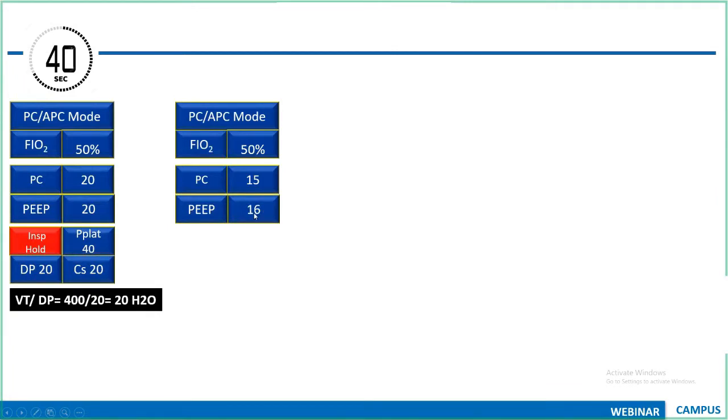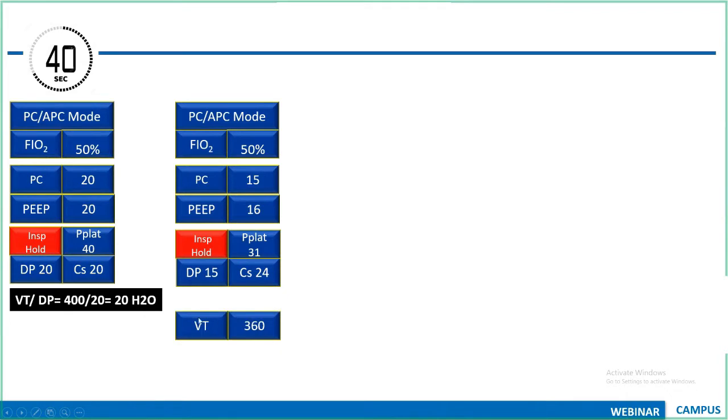So what should I know? Whether the 20 PEEP is better or 16 PEEP is better. How will I know? I just put an inspiratory hold. I just measured the plateau. Now see the plateau pressures are coming down, and see the compliance. From the 20, the compliance has improved to 24. At the same time, you have to see whether you are getting an adequate tidal volume also, because this is in the pressure control. Okay. Now I have reduced the PEEP to 16.